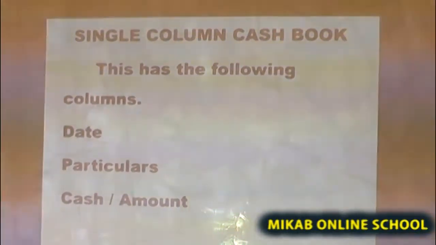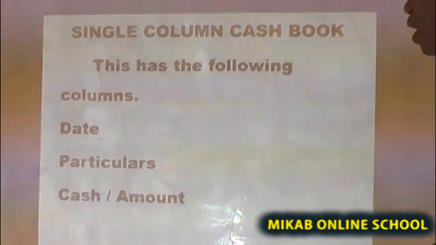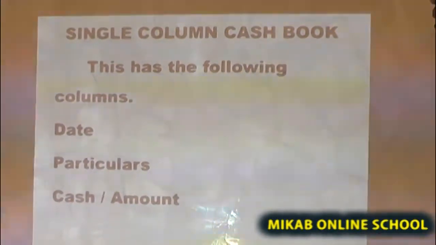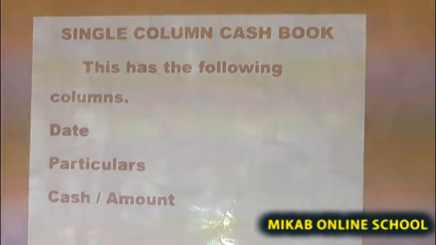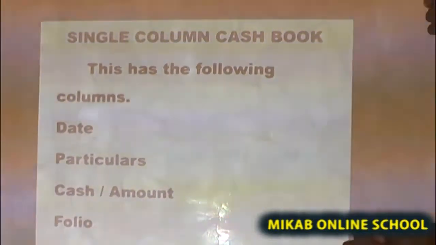Then we have the column for cash or amount. In some textbooks you will see it as cash, in some you will see it as amount. Whichever one you see, don't be confused. All is still working towards the same thing, cash or amount. And we have the other column, which is the folio column. The folio column is the column that divides the cash book into two halves.